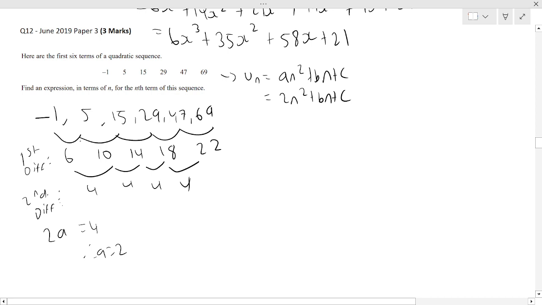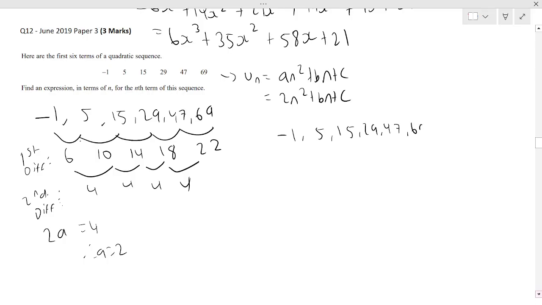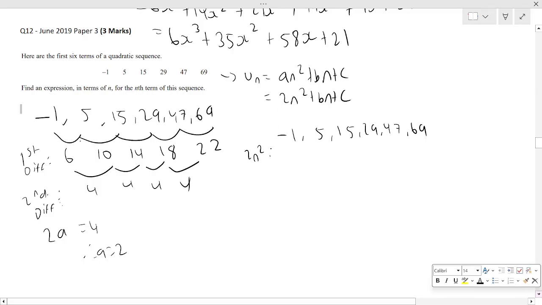Cool. So what we're going to do now, I'm going to write this again. The sequence -1, 5, 15, 29, 47, 69. Then I'm going to consider the sequence 2n squared. So this happens when you substitute 1, 2, 3 into n. So the an squared part, right? So 1 will be 1 squared times 2, that'd be 2. 2 squared is 4 times 2 is 8.